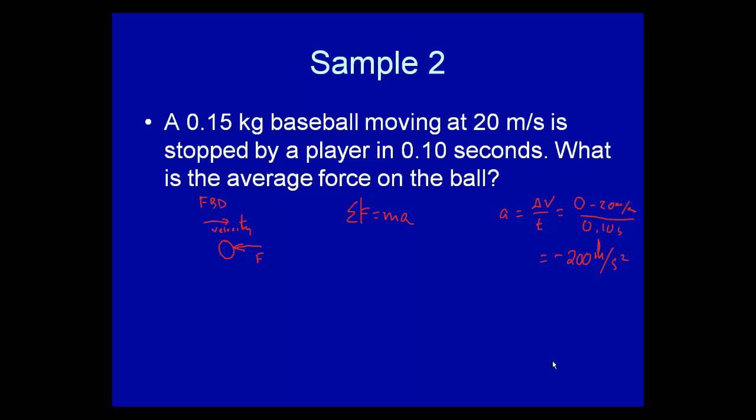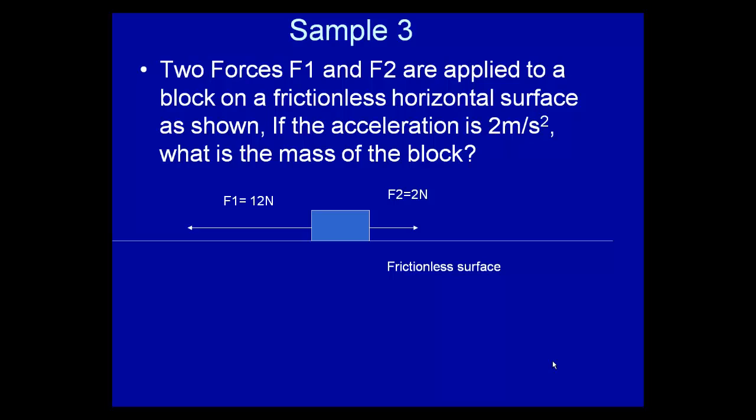The acceleration is negative 200 meters per second squared. Why is it negative? Because it's slowing down. So the sum of the forces equals m times a: 0.15 kilograms times negative 200 meters per second squared, negative 30 newtons. That's the force that's applied by the hand of the guy or girl that's catching the ball.